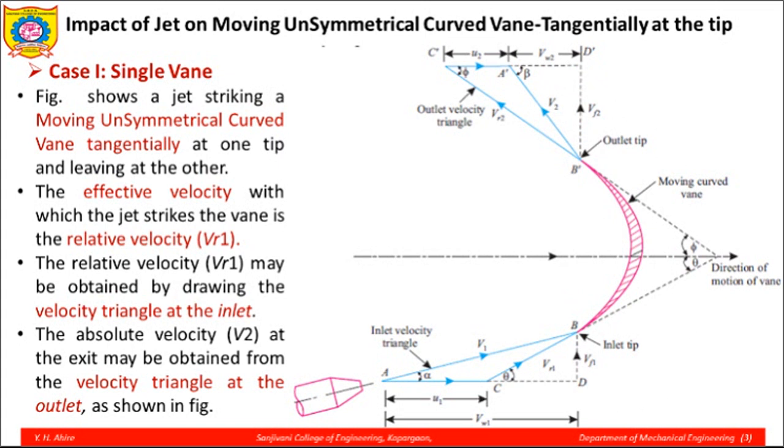Similarly, Vw1 is defined. Vw1 is the velocity of whirl of the jet at the inlet, and it is the component of V1 in the direction of motion of the vane. So Vw1 is nothing but V1 cos alpha. Similarly, Vw2 is a component of V2 in a direction parallel to the direction of motion of the vane, and it is known as the whirl component at outlet, that is Vw2.